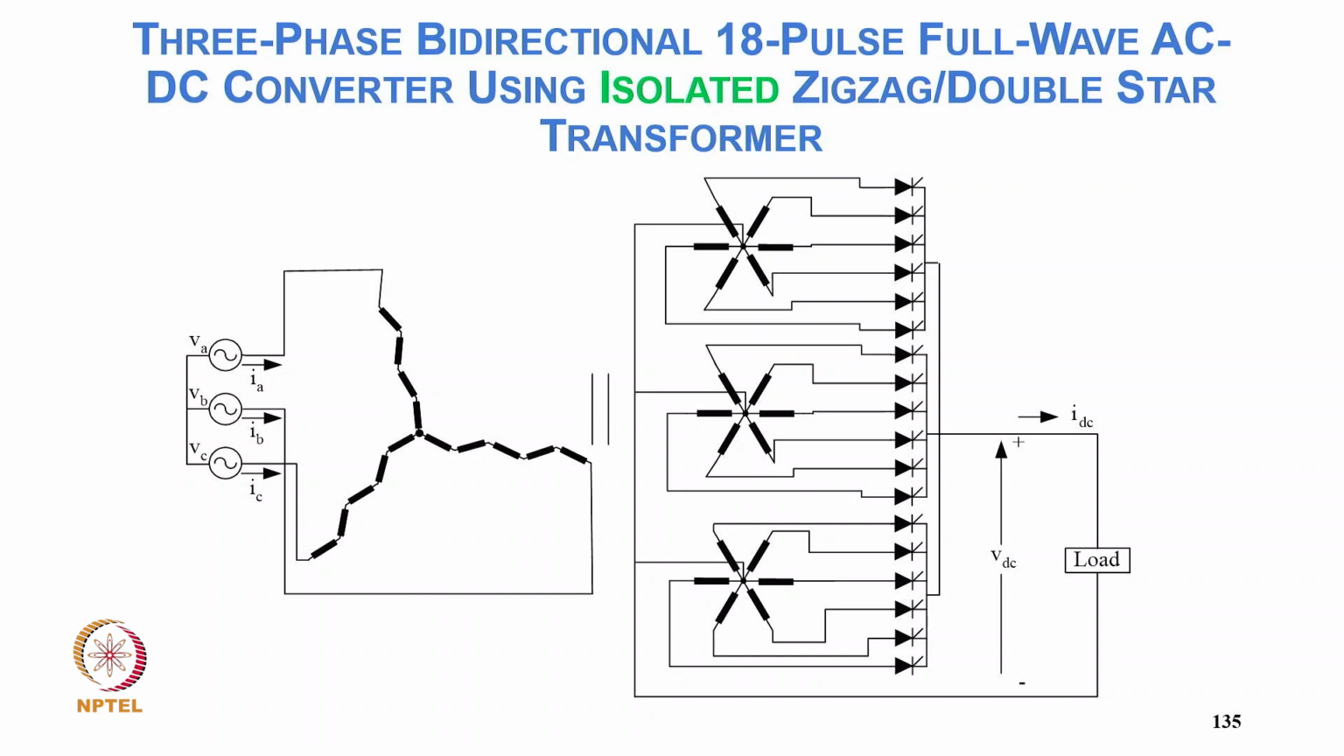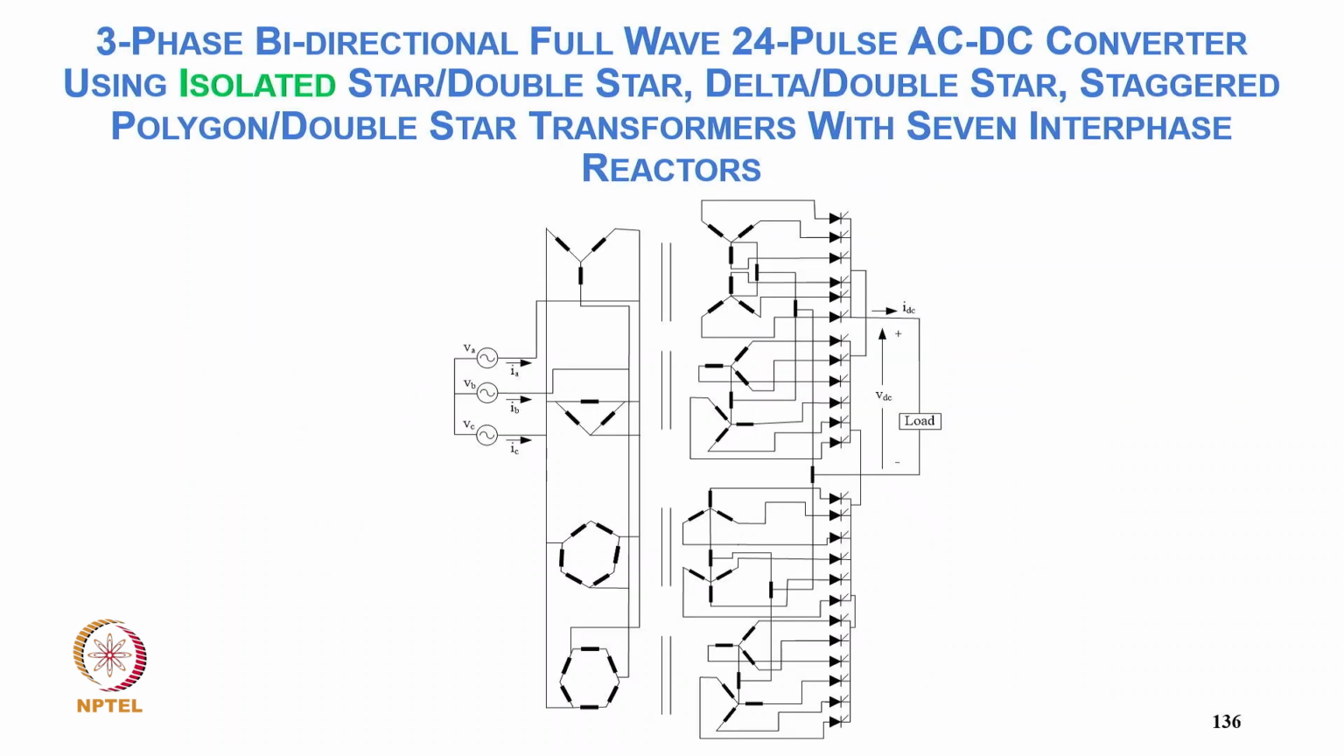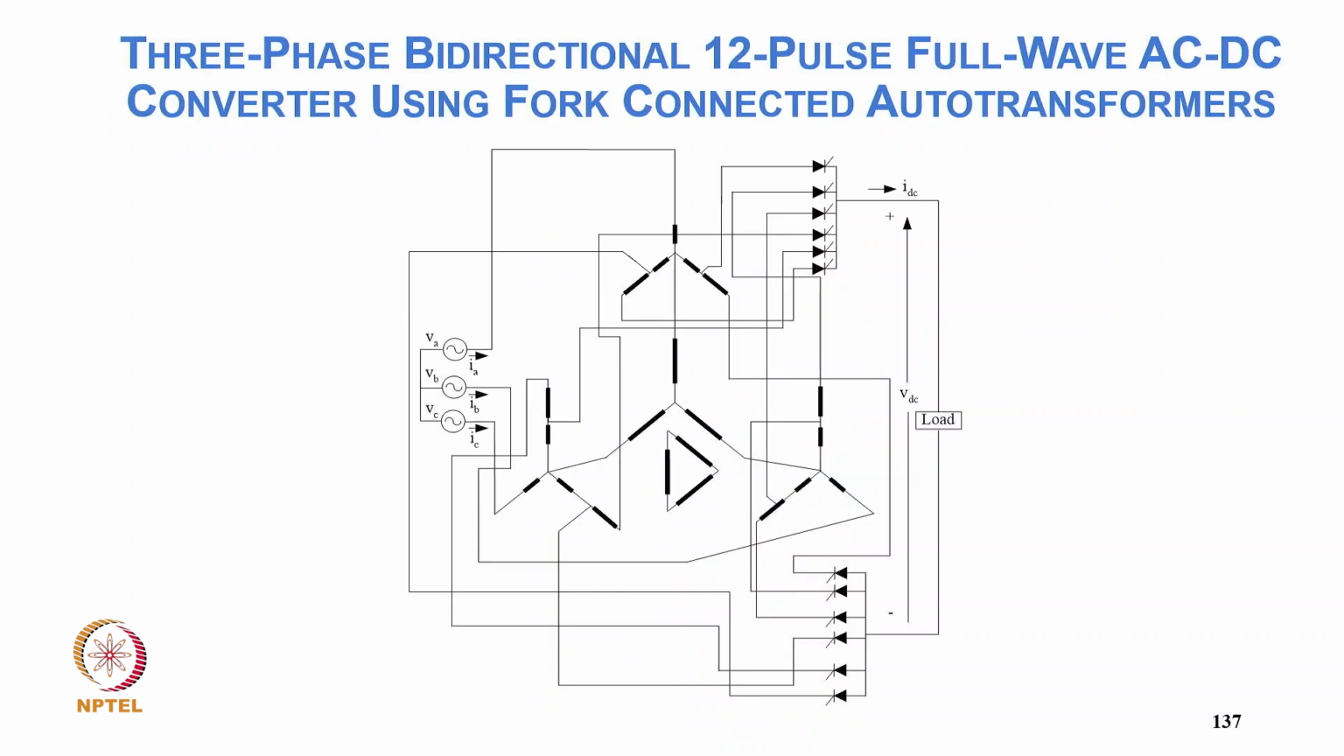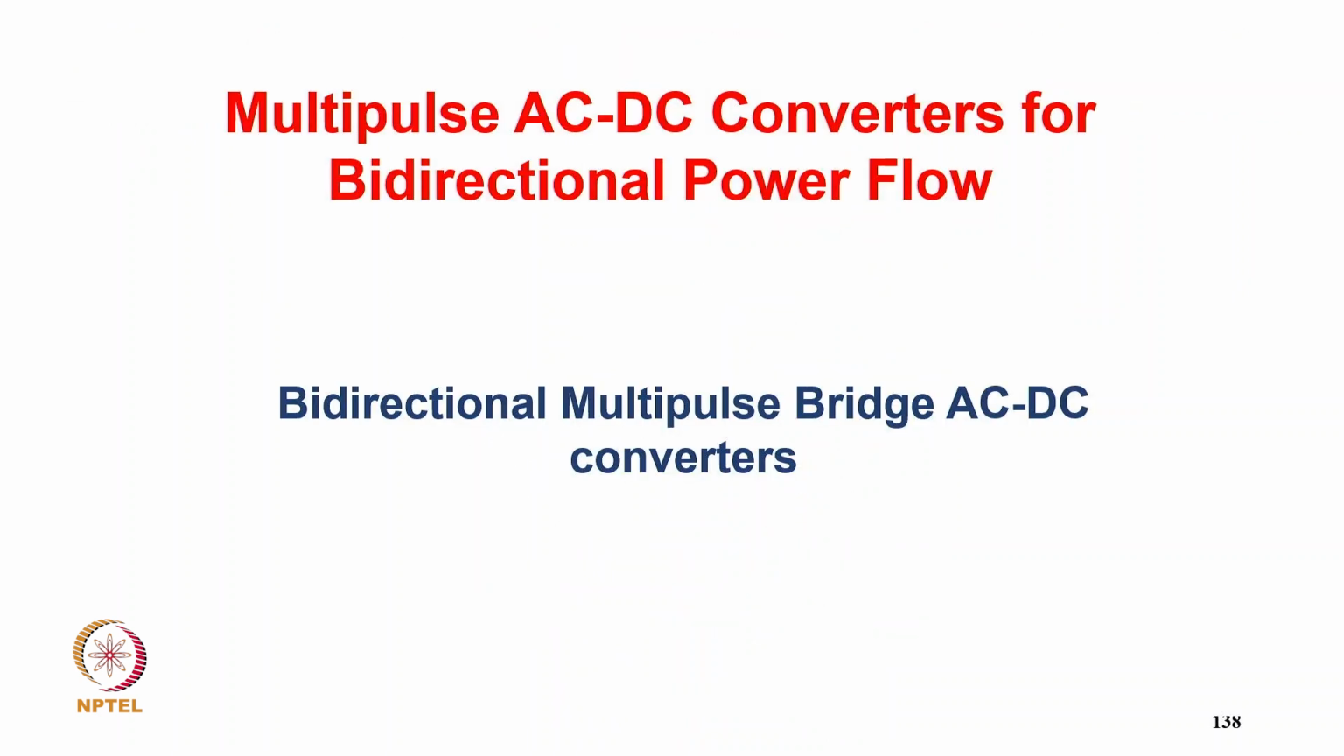And this is your 18 pulse full wave. How are we getting the phase shift? For 18 phase we get a 20 degree phase shift. Then the 24 pulse: how are we getting 24 pulse from here? 360 by 24, so 24 phases are derived, so a 15 degree shift comes between two phases. And this is another 12 pulse converter, full wave.